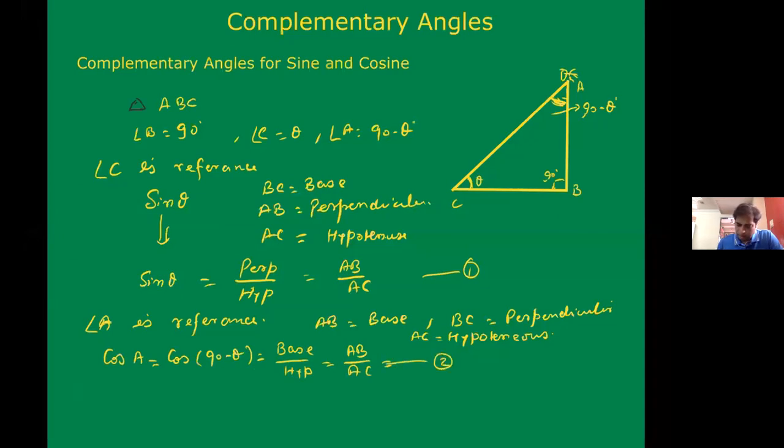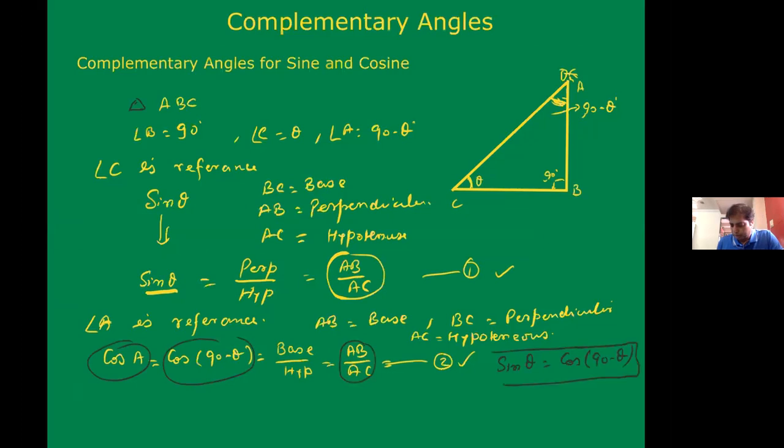Okay. If I just see equation 1 and equation 2, sine theta equal to AB by AC, and cos 90 minus theta equal to AB by AC. So the right hand side AB by AC is the same. So I can write here sine theta equal to cos 90 minus theta. Okay, both are the same. So this is what I wanted to prove.